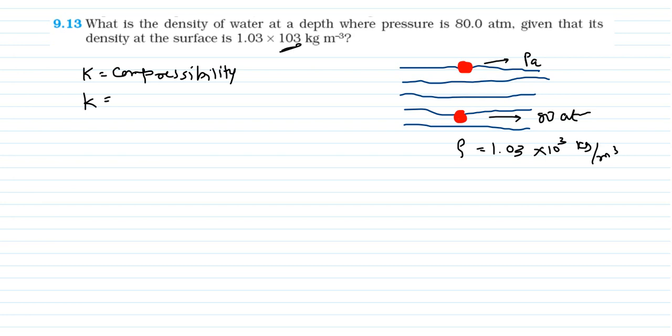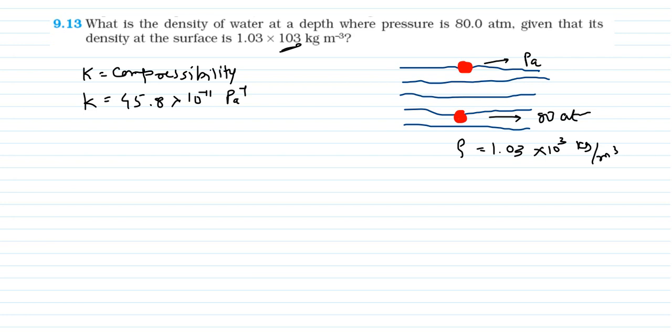compressibility K is equal to 45.8 into 10 raised to minus 11 Pascal inverse. What is the compressibility? The reciprocal of bulk modulus is known as compressibility.